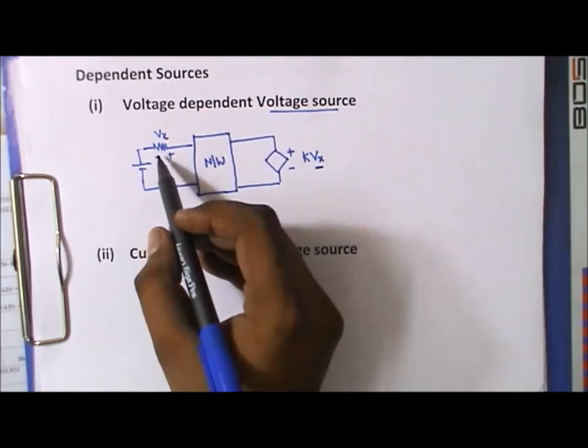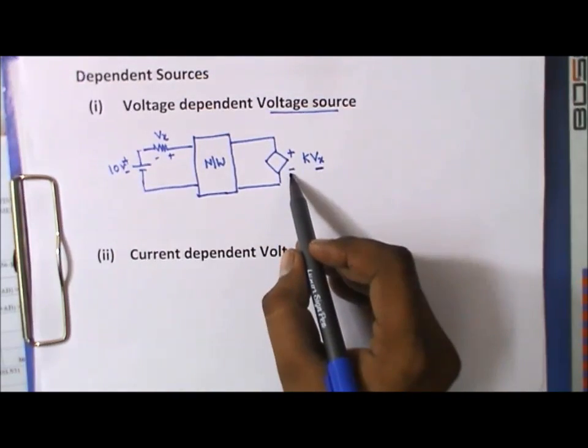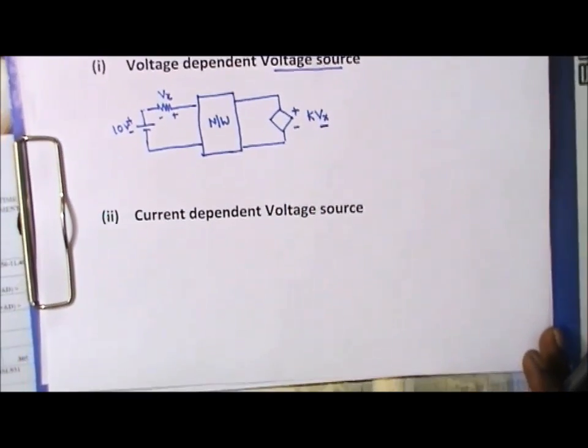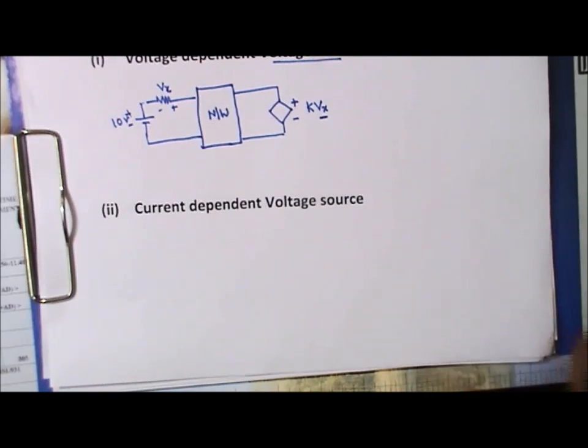In this circuit, here is the Vx. So we can say that this is a voltage dependent voltage source. Let's move on to the next part, the current dependent voltage source.